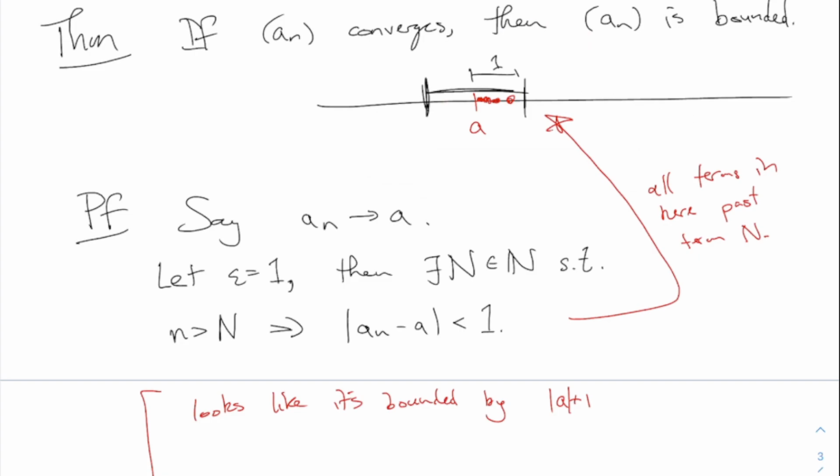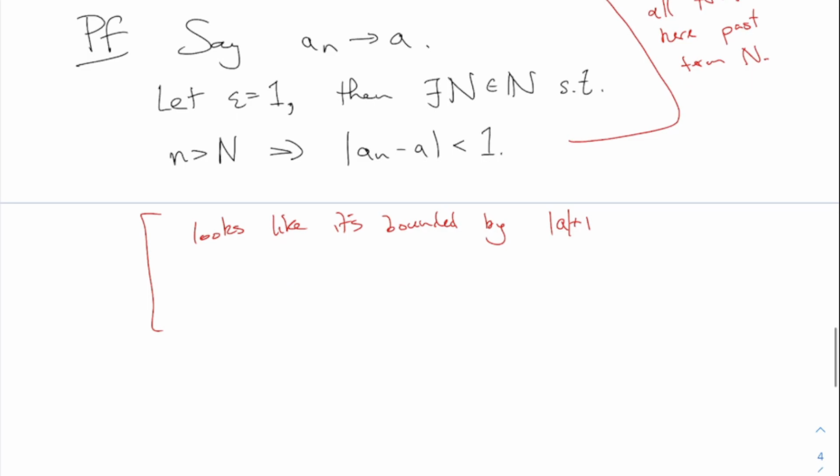It's maybe not entirely bounded. Is it possible that some of the terms can be outside of that window? Actually, yes. The ones before the big N, they could be anywhere. Could they go out to infinity before the big N? No, because of what I said before. If you want to go out to infinity, you can't do that in a finite number of steps. So actually, I'm going to say it looks like it's bounded by A plus 1, but could be bigger.